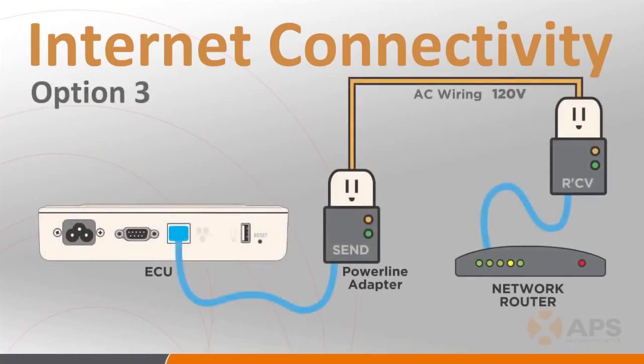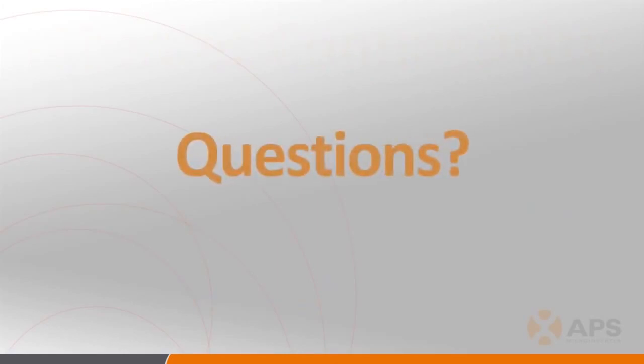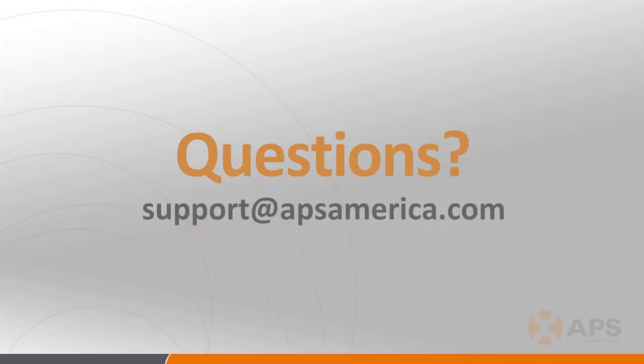Option 3 utilizes a power line adapter to make the ECU to router connection via the power lines in the structure. The typical power line adapter is a two-part piece of technology: send and receive units. The send unit is connected to the ECU, and the receive unit is connected to the broadband network router. This concludes the YC500 microinverter and ECU installation training.